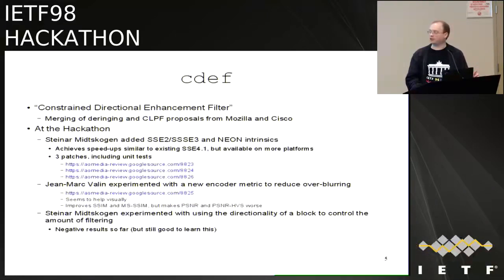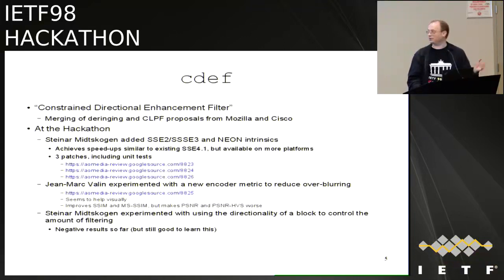And we also had some people working on what is called the constrained directional enhancement filter, which is sort of a filter that runs at the end of your decoding process and makes all your video look better. So the working group previously had two different proposals, one from Mozilla and one from Cisco. And recently we have merged these into a single proposal. So we're no longer competing with each other, but now that means we need to do a bunch of cleanup work to make that single proposal work well.